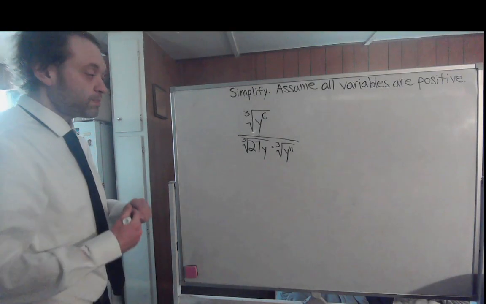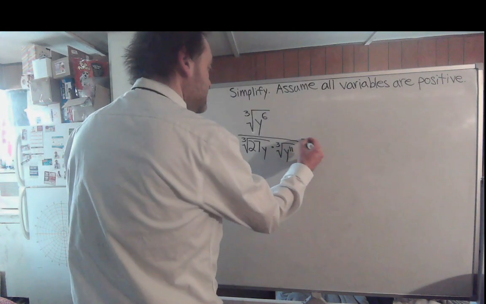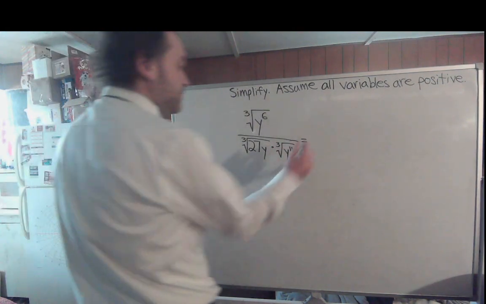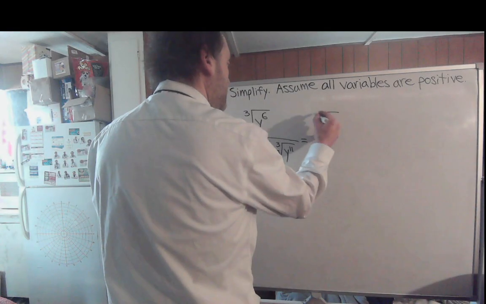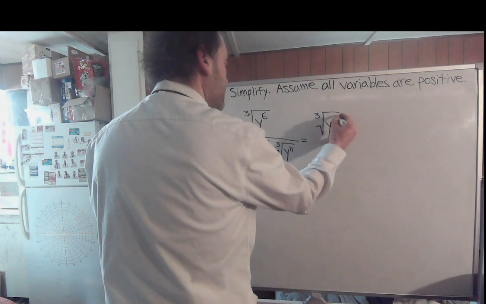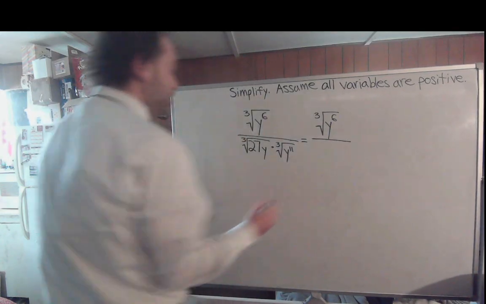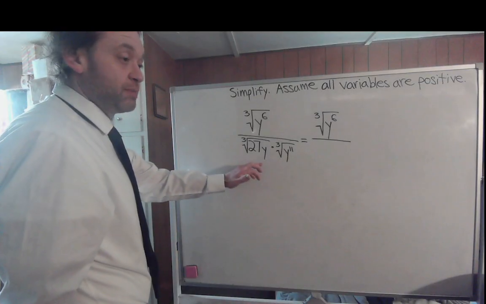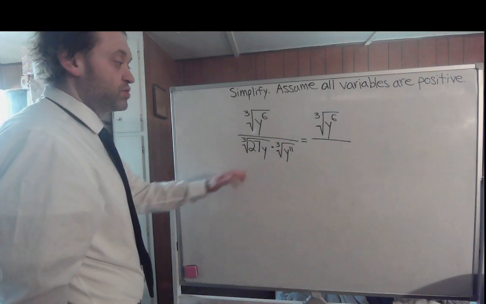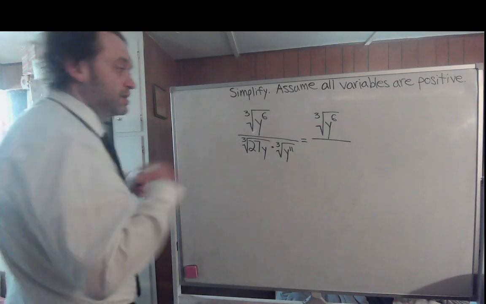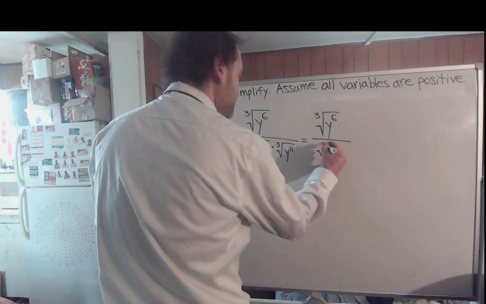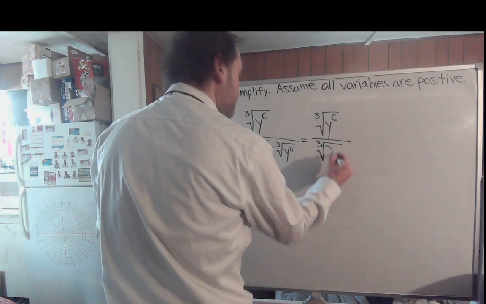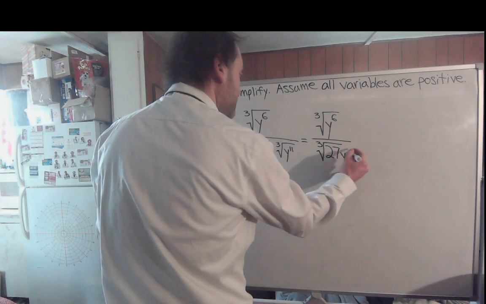Well, let's just simplify the denominator first. We'll keep that third root of y to the sixth in the numerator. Now, the good news is all the roots are the same, so that means you can multiply the bases. So 27y times y to the 11th should end up simplifying into the third root of 27y to the 12th.